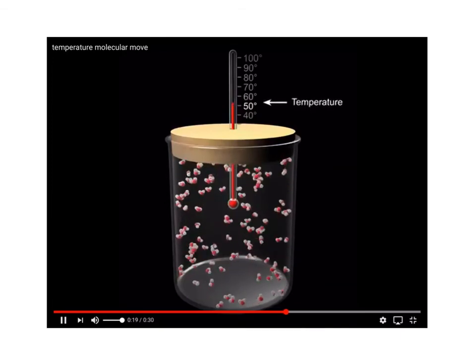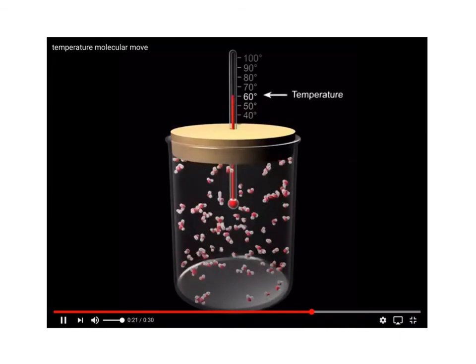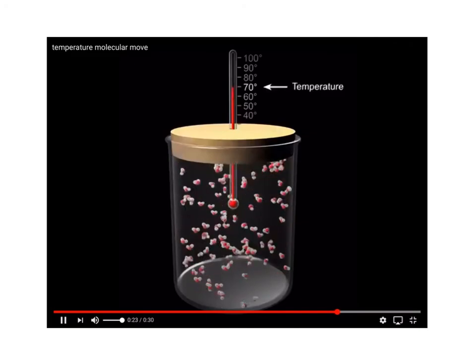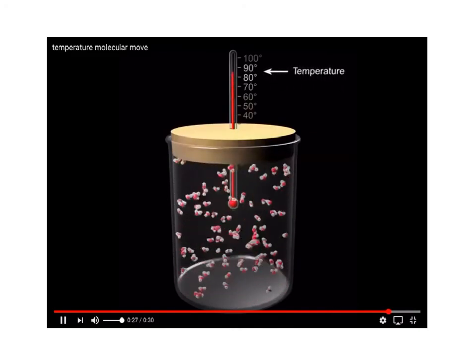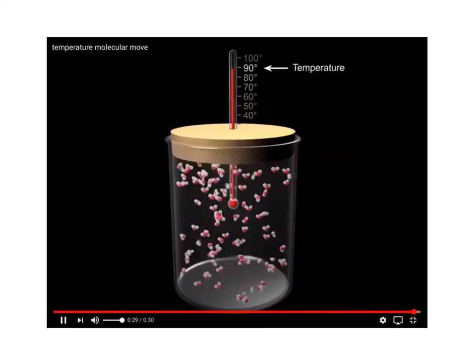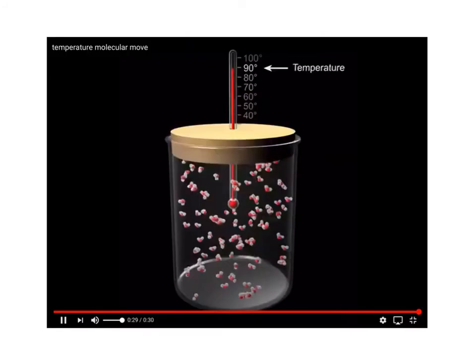We get down to about 50 degrees, and now the temperature is going back up, and hopefully you can see that the speed of those particles is increasing. Again, all of these have the same mass, so we're not changing the mass. So as you can see, the temperature measures the speed of the particles if it's all the same particle.